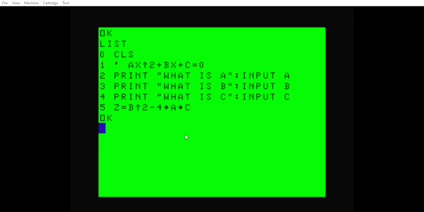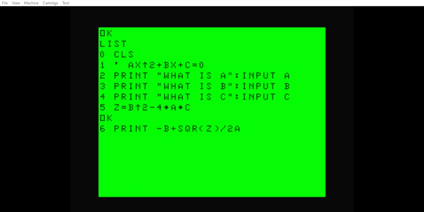So we need to find, it's almost done actually. We're just going to print x1 and then print x2. So x1 is going to be the opposite of b plus the square root, and you just put SQR z divided by 2a, and that should do it.